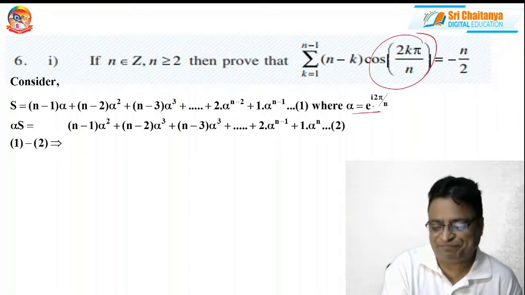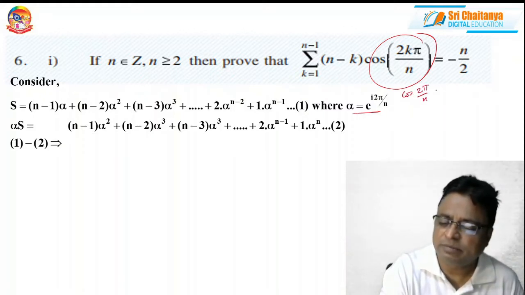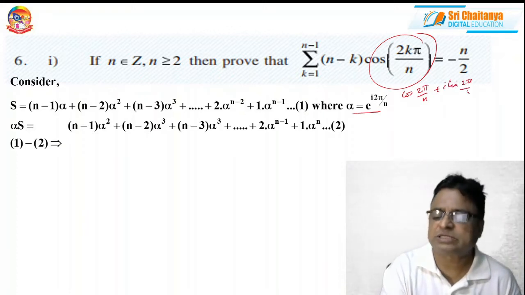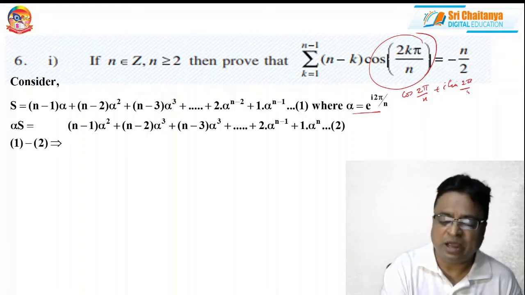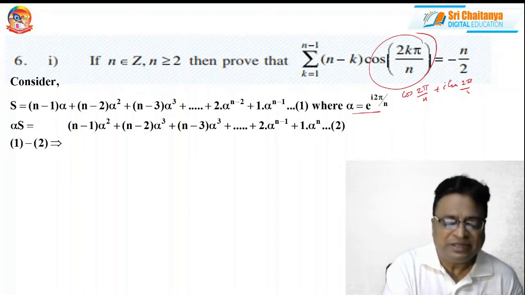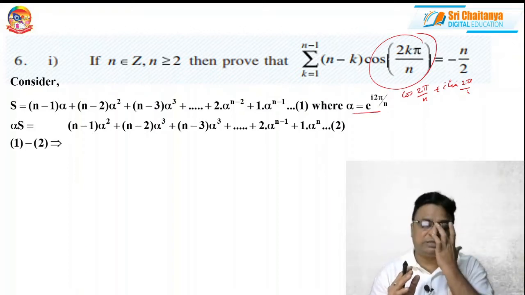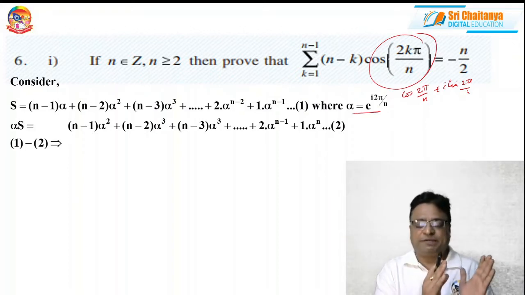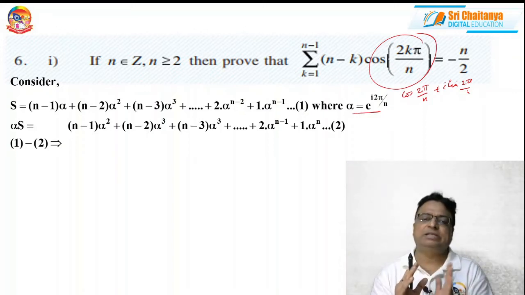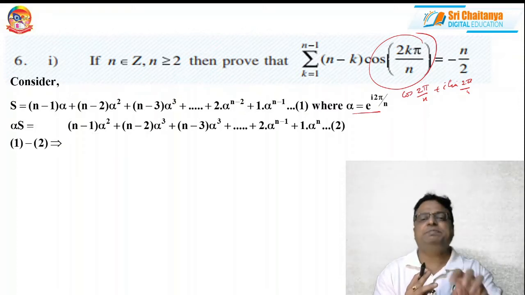This is the nth root of unity, that is cos 2π/n + i sin 2π/n. So α² means cos 4π/n + i sin 4π/n. α^(n−1) means cos (n−1)2π/n + i sin (n−1)2π/n. If you observe all the terms in the summation very carefully, the first factors are in AP and the second factors are in GP. So this is what an AGP is.